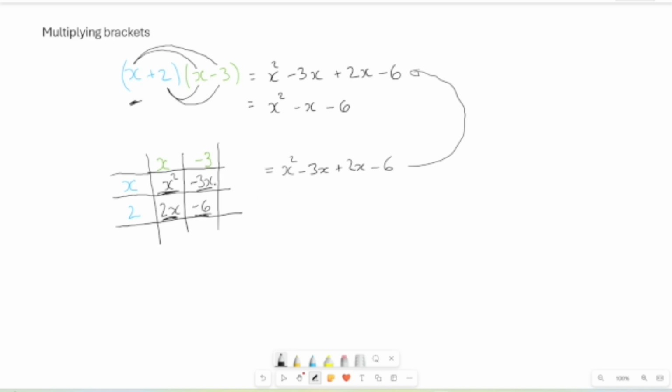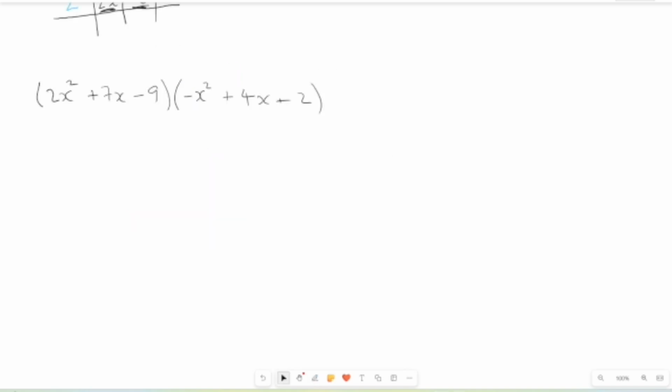It means you've got to write it out differently, but you don't need to write this one out differently, but you do need to put these lines in, which can make it rather confusing. Another example here, a bit more complicated this time, and we've got 3 elements in each bracket, a positive 2x squared, a positive 7x, a negative 9, a negative x squared in the second bracket, with a positive 4x and a positive 2. So using the first method with the lines on the top, it's just everything in this bracket times everything in that bracket.